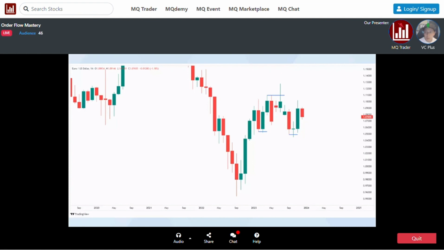So let me very quickly show you. This is a chart on the monthly time frame on Euro Dollar. What you can see here is that I've highlighted some lines. Each candle is a month's worth of data.